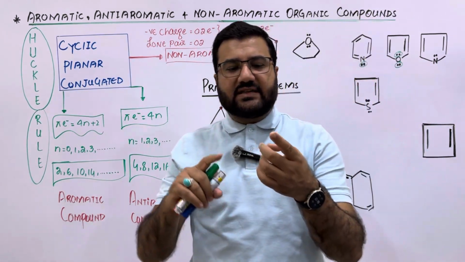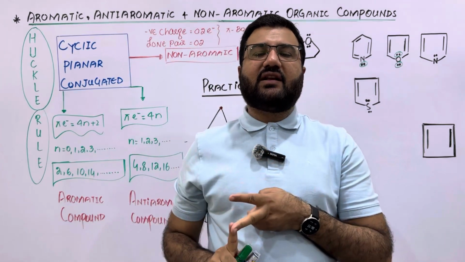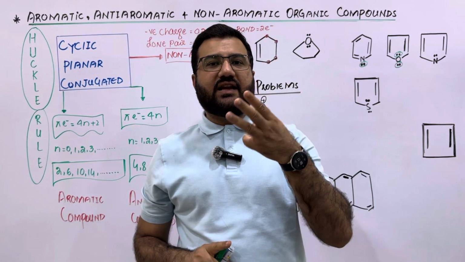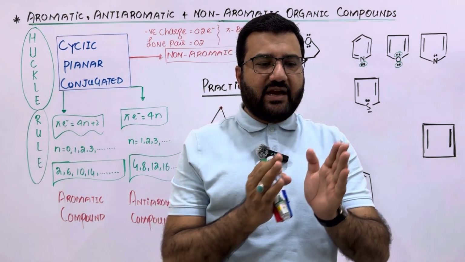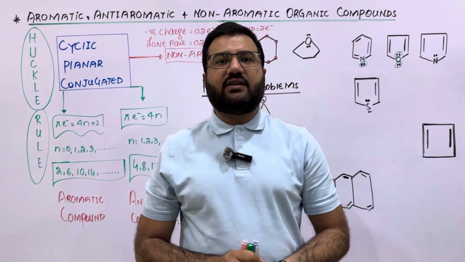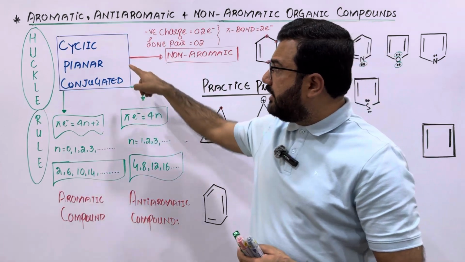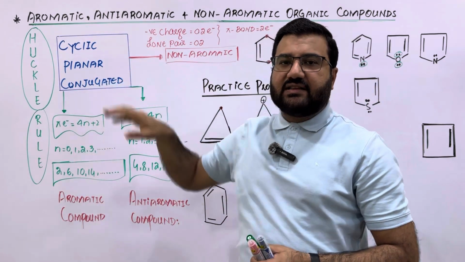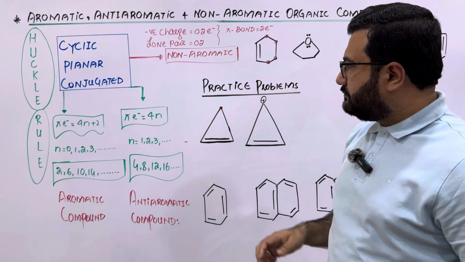So let us revise aromatic, non-aromatic and anti-aromatic. They have three common features. They are cyclic, planar and conjugated. The difference is just in the number of pi electrons. If they are 2, 6, 10, 14, then that is aromatic, and if they are a multiple of 4, then that is anti-aromatic. And if an organic compound lacks any one of these three features, then that will be considered as the non-aromatic organic compound.